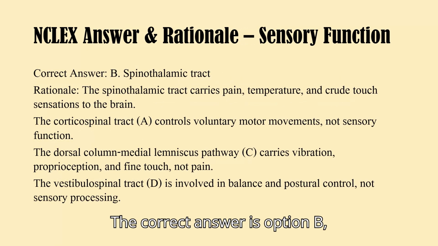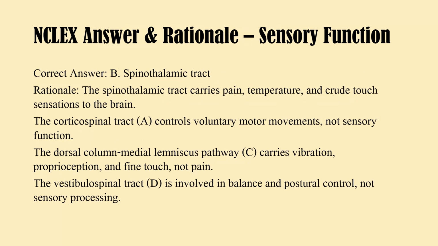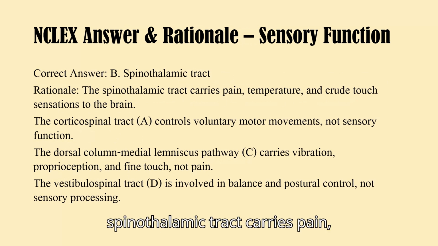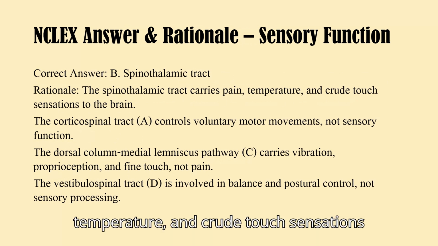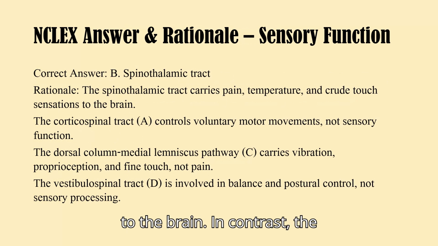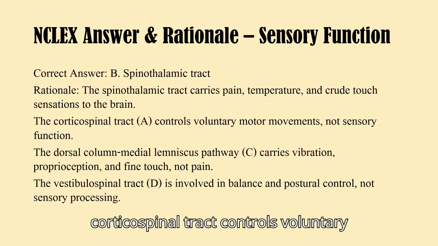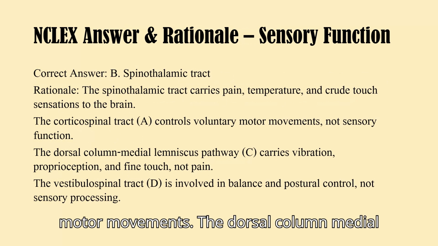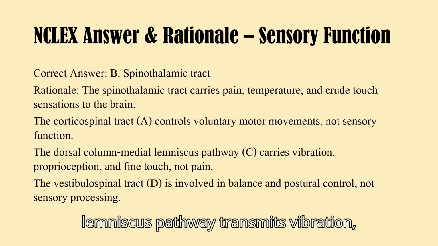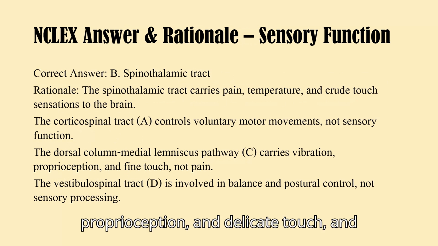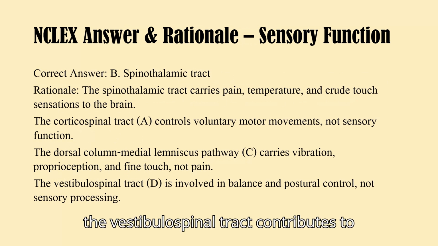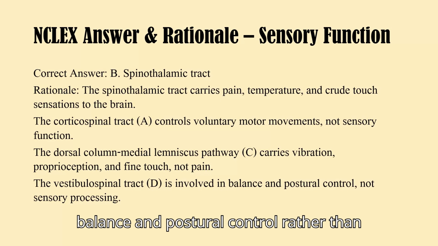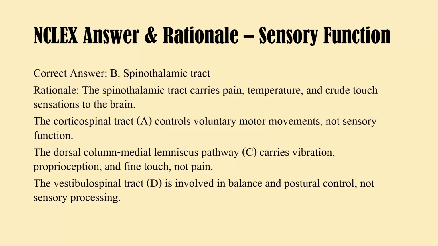The correct answer is Option B, the spinothalamic tract. The spinothalamic tract carries pain, temperature, and crude touch sensations to the brain. In contrast, the corticospinal tract controls voluntary motor movements. The dorsal column medial lemniscus pathway transmits vibration, proprioception, and delicate touch, and the vestibulospinal tract contributes to balance and postural control rather than primary sensory processing.